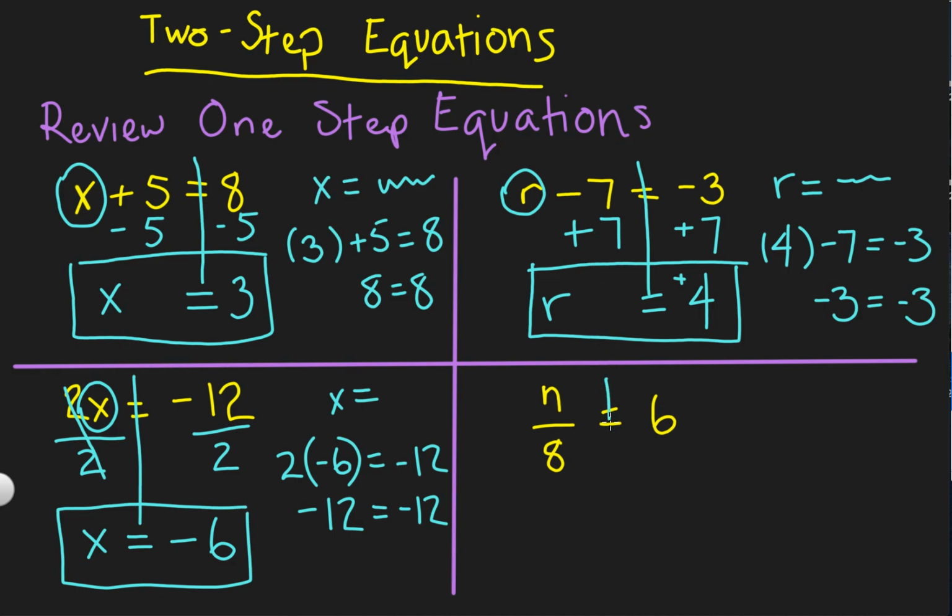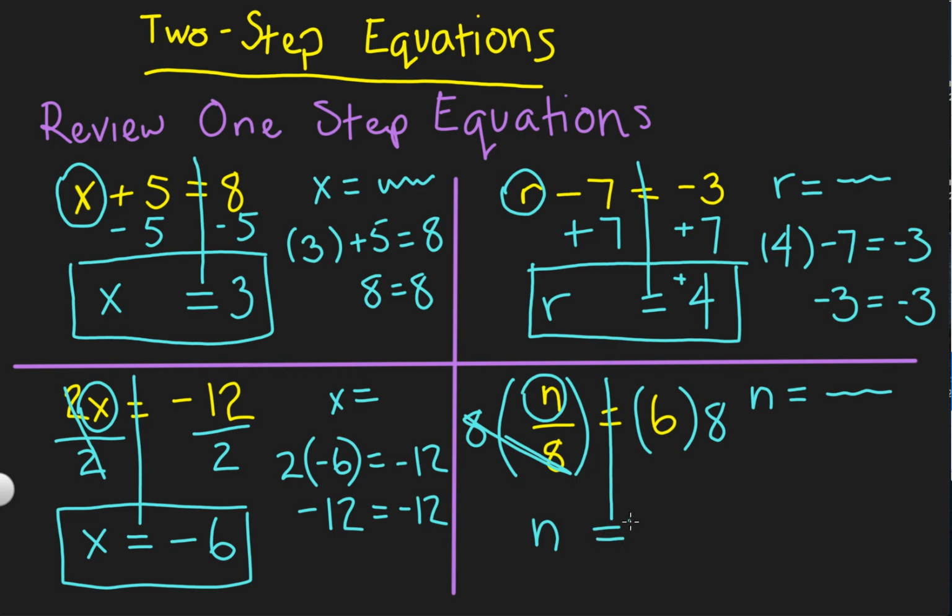Last review problem here, we break it into two parts. I identify that variable. I know that I'm looking for n equals something. So what's happening to the n is this is n divided by 8. The opposite of divided by 8 is multiply by 8. So I'm going to perform the opposite, which is multiply by 8. This cancels my denominator, leaving me with n is equal to 6 times 8, or 48.